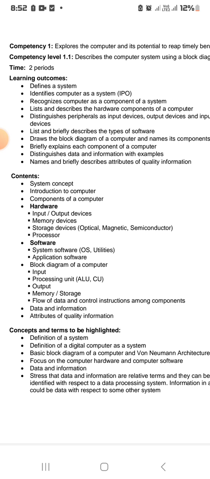The example 2 is barcode reader. This can be used in food cities, supermarket and all. So barcode reader, this device is used to read the barcodes. There can be given some barcodes. Okay, so the device is used to read the barcodes.